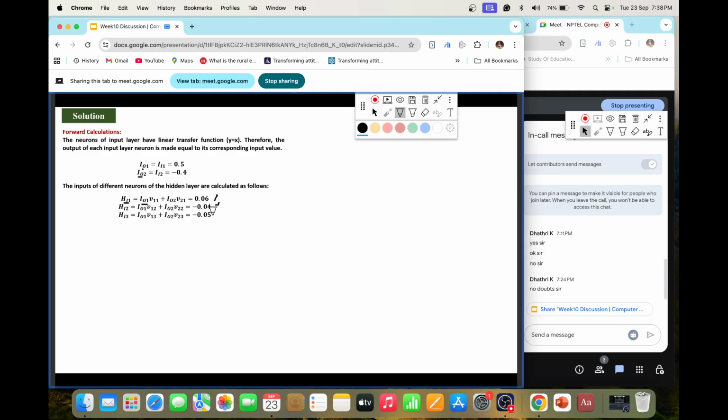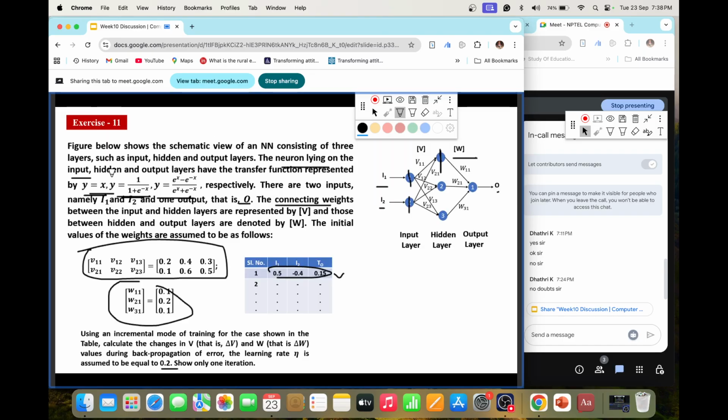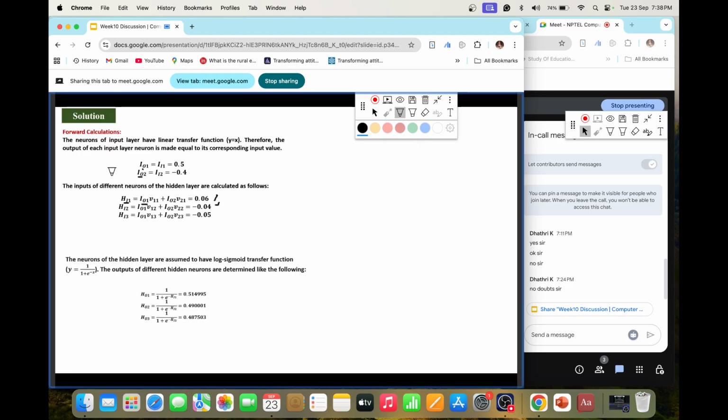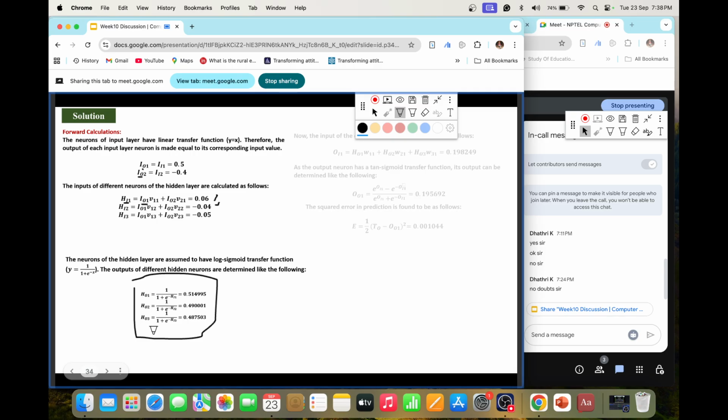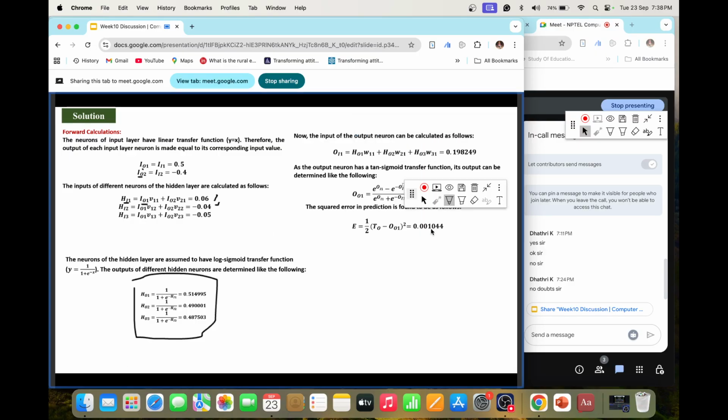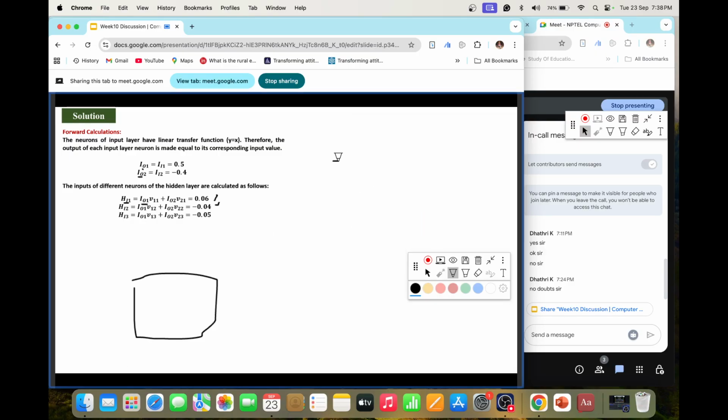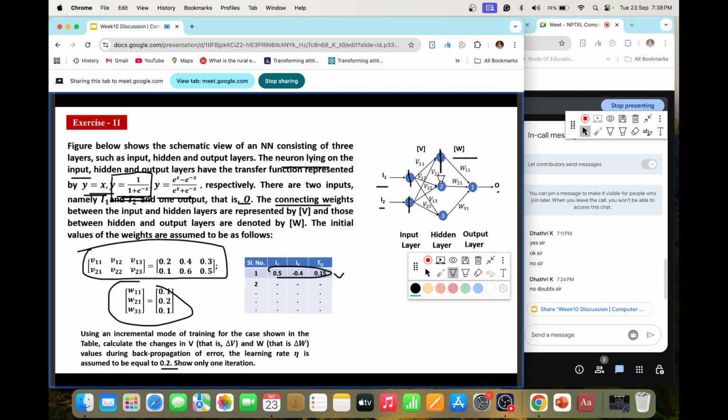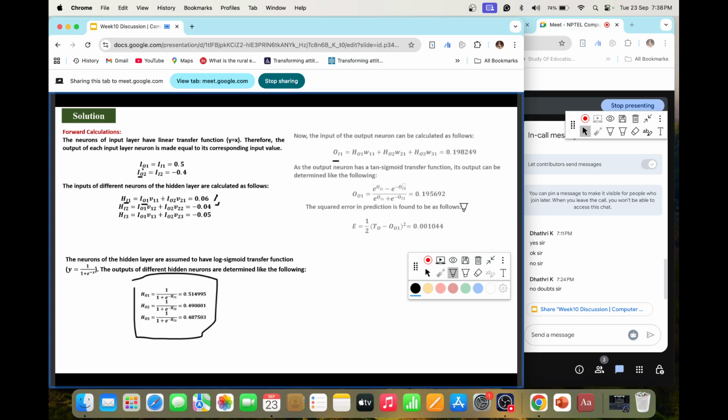Once you get HI1, HI2 and HI3, you have to apply this function, because this function has been given for your hidden layer. So you can easily apply it and get HO1, HO2 and HO3. Similarly, you can calculate for your output layer, that is OI1. OI1 takes values from all three neurons, so it is HO1 into W11, plus HO2 into W21, plus HO3 into W31. If you add these, you get OI1.